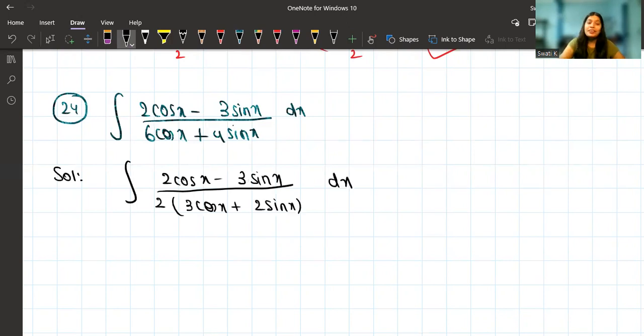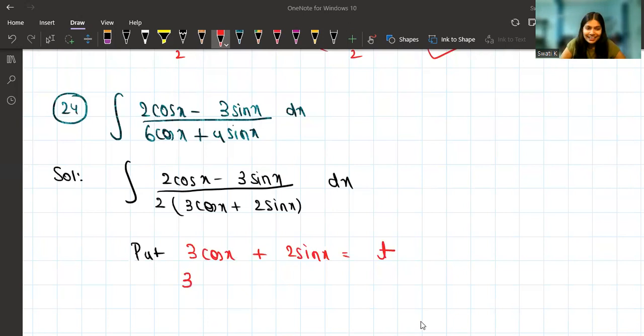dx. Now again, this is very simple. You just need to put the denominator as t because I can see that its derivative is present on the top. So put 3 cos x plus 2 sin x as t. So 3 as it is because that's a constant, and the derivative of cos x is minus sin x, so it is minus 3 sin x plus 2, the derivative of sin x is cos x, it is 2 cos x, and then dx equals dt.